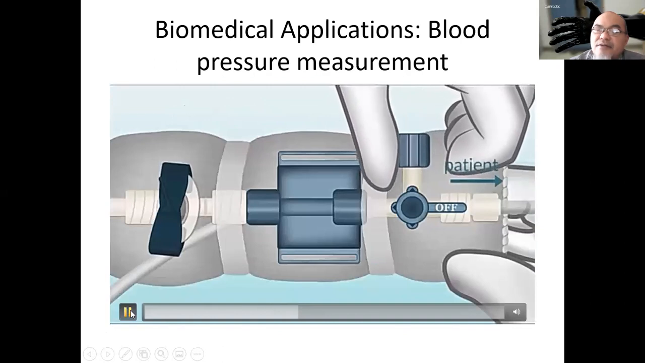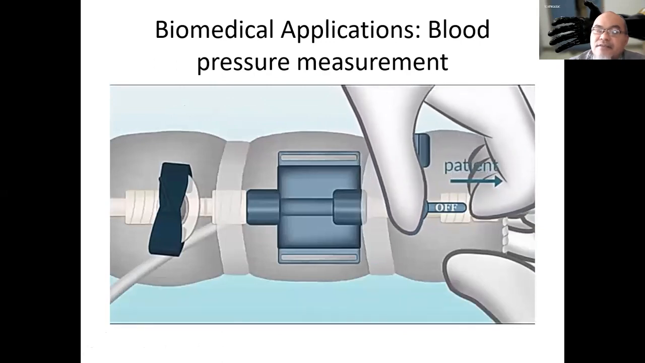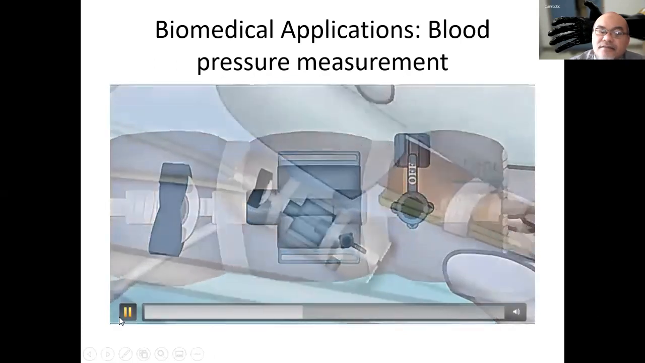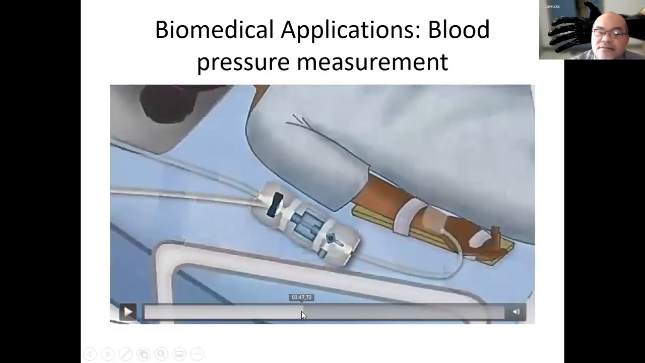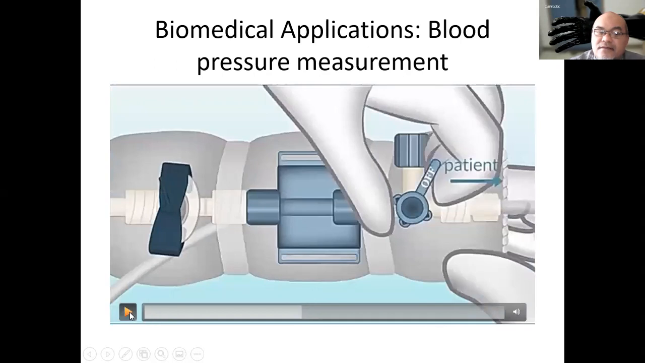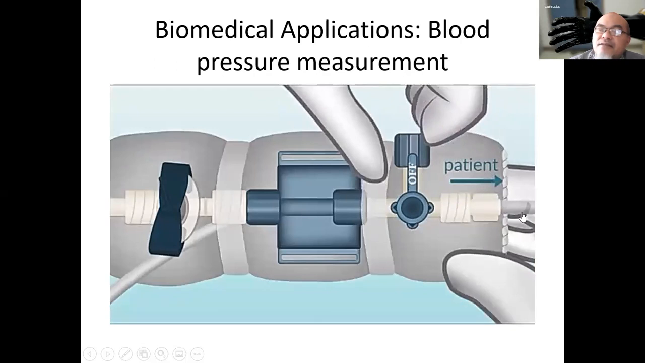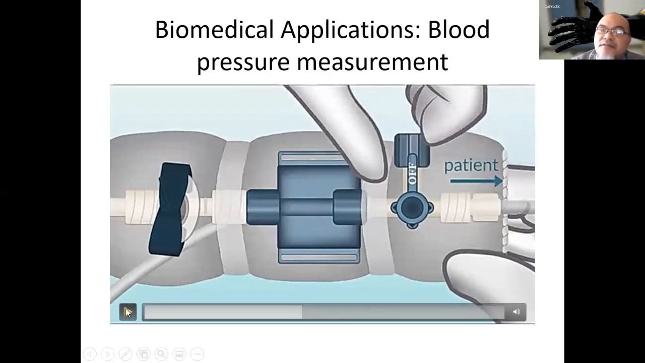After it is being closed, the valve is switched on like this, and then the blood pressure will be exposed. The membrane here will be exposed to the blood pressure. So it will measure the pressure of the blood relative to the atmospheric pressure that it has been calibrated to earlier.